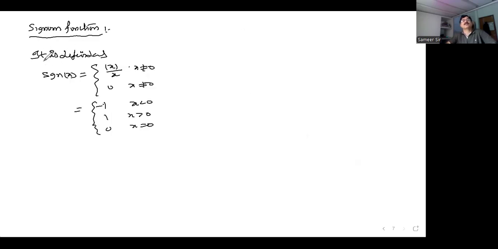Okay, signum function. It is defined as SGN of x, denoted like this, defined as mod x by x here, x not equal to 0. And here it is 0, x is equal to 0. And why I wrote minus 1?